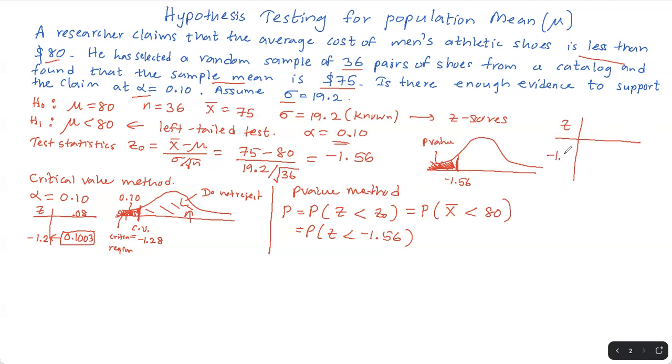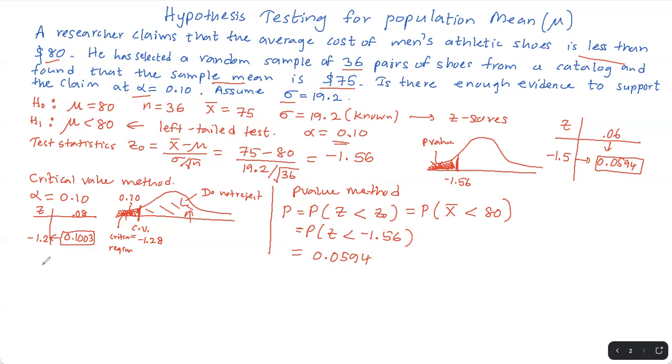You can find this area by looking at your z-score table. Locate this z-score negative 1.5 and the second decimal place 0.06. And you will see that the area less than negative 1.56 is 0.0594. So that means your p-value is 0.0594. Now we have everything, right? Now let's make the decision.